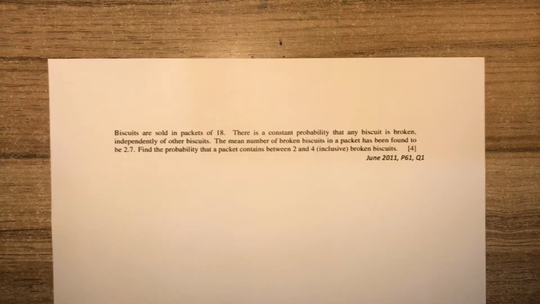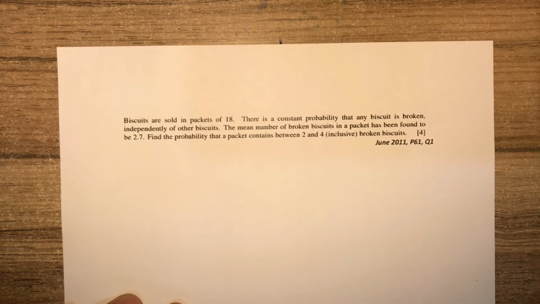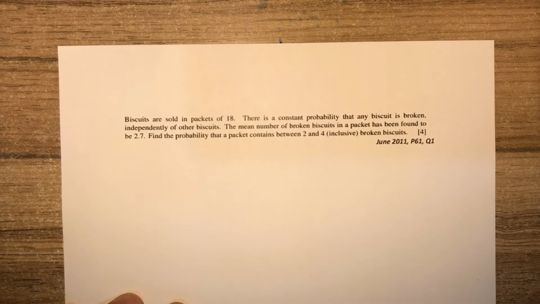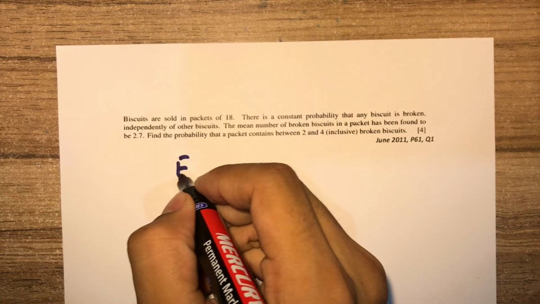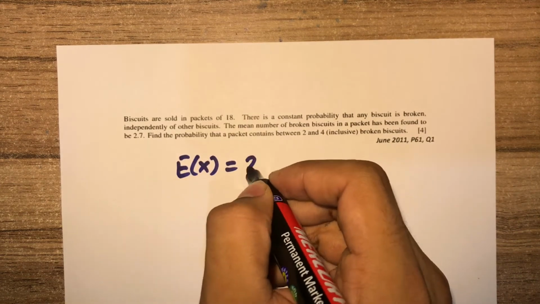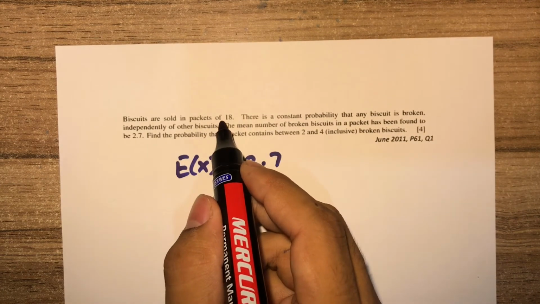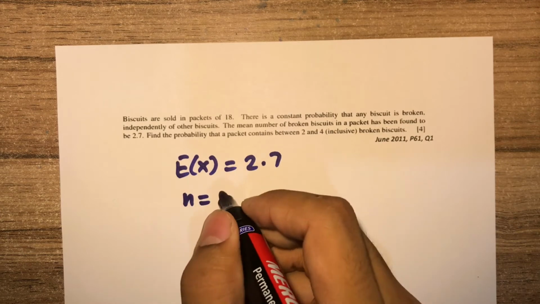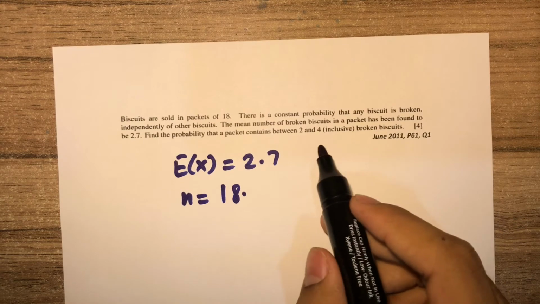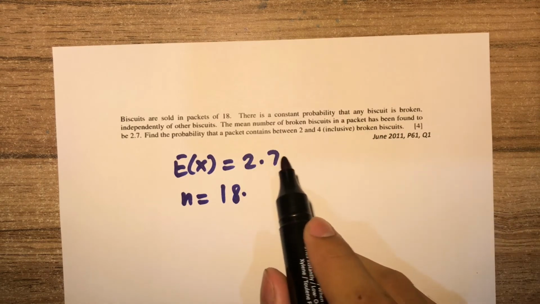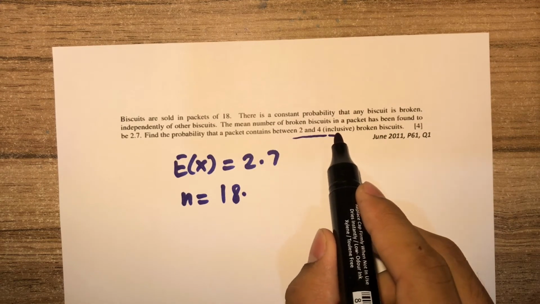Next question, biscuits are sold in packets of 18. There is a constant probability that any biscuit is broken independently of other biscuits. So these are independent events. The mean number of broken biscuits in a packet has been found to be 2.7. So mean or expected value is 2.7. The total number of trials or the total possibilities are 18. Then they're saying find the probability that a packet contains between 2 and 4 inclusive broken biscuits.